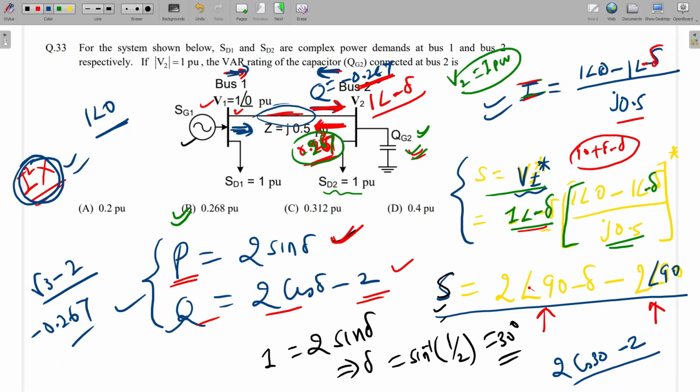So no need to memorize the formula. I will suggest that whatever values are given, you just apply the one-line equation, VI conjugate, directly in value form only. And after that you can take the sine and cosine and solve the question. Is it clear? Should I move to the next question? Can anyone reply? Yes, sir. Okay.